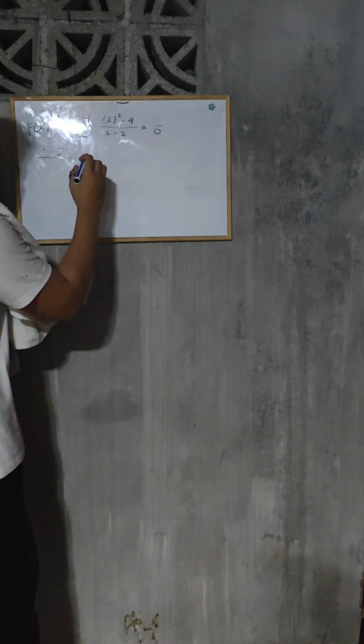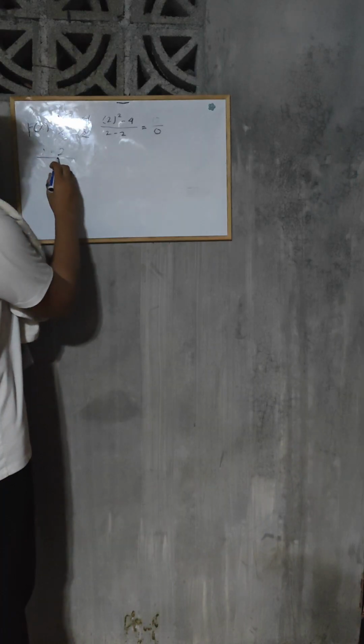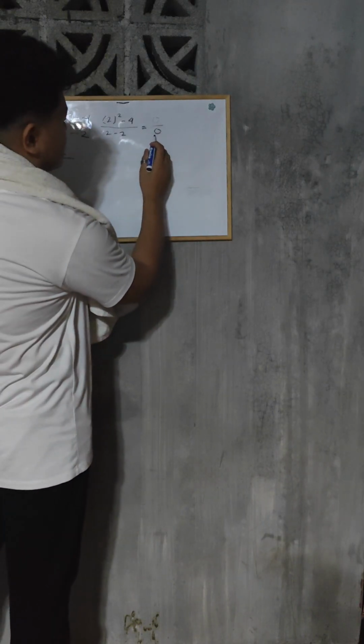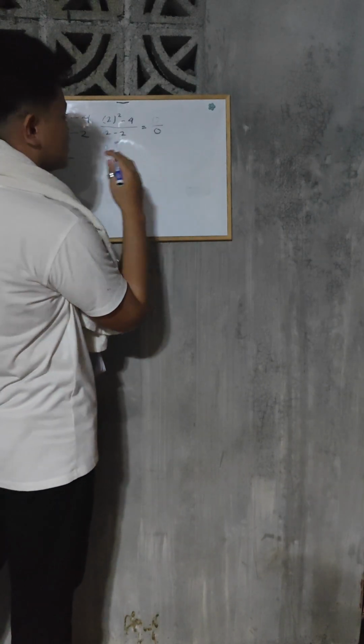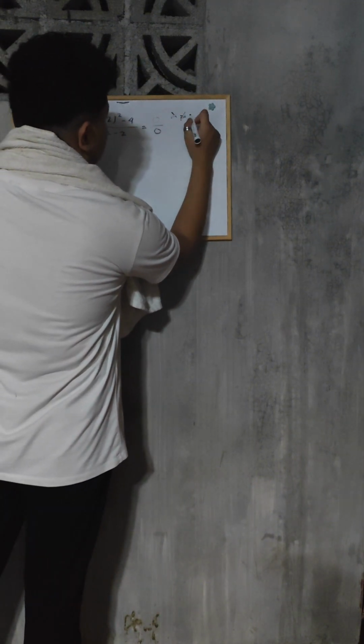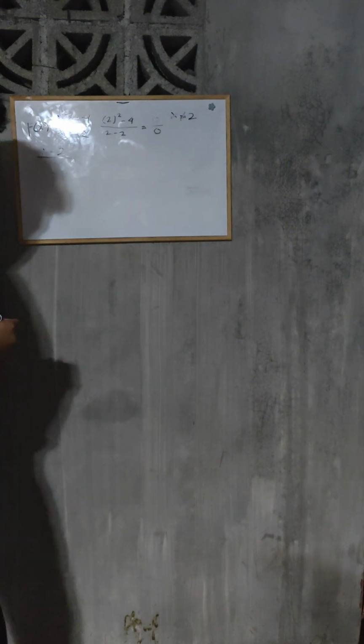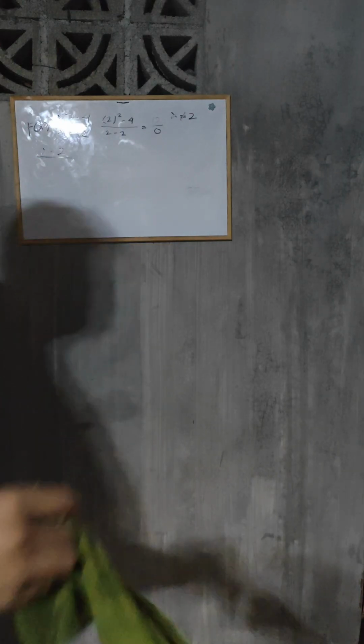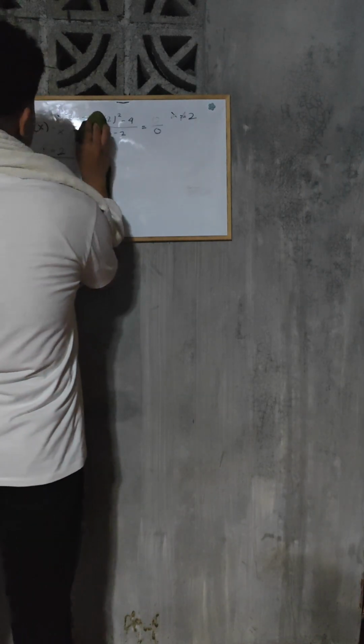So since that x is equals to 2 equates to 0 over 0, kailangan natin tandaan na x is not equals to 2. Ganyan. So, kailangan natin tandaan yung x is not equal to 2.